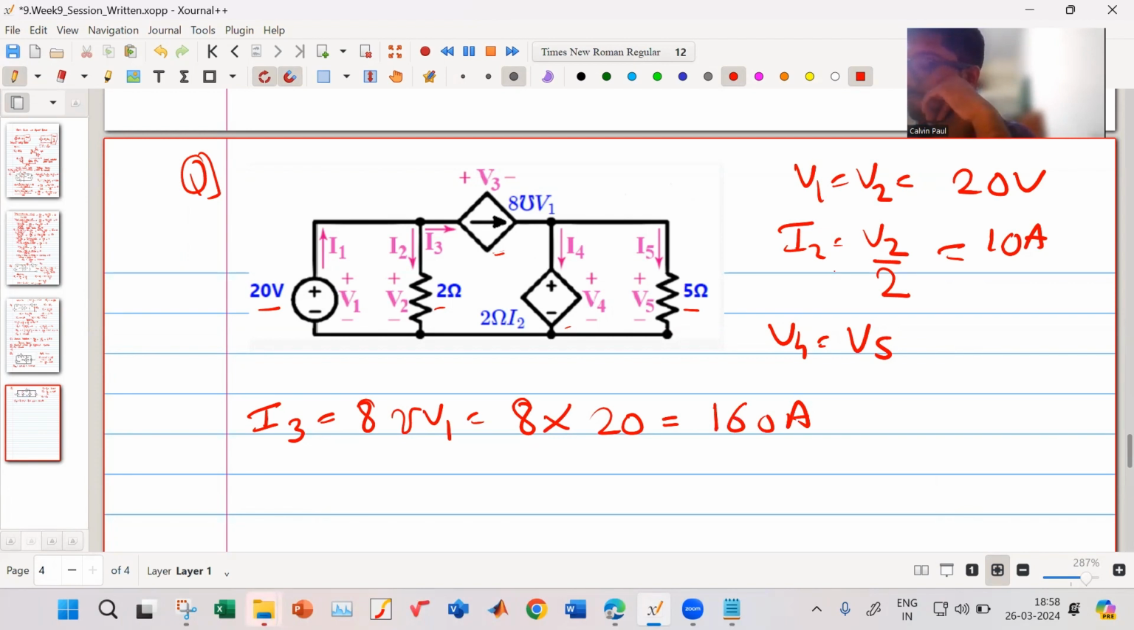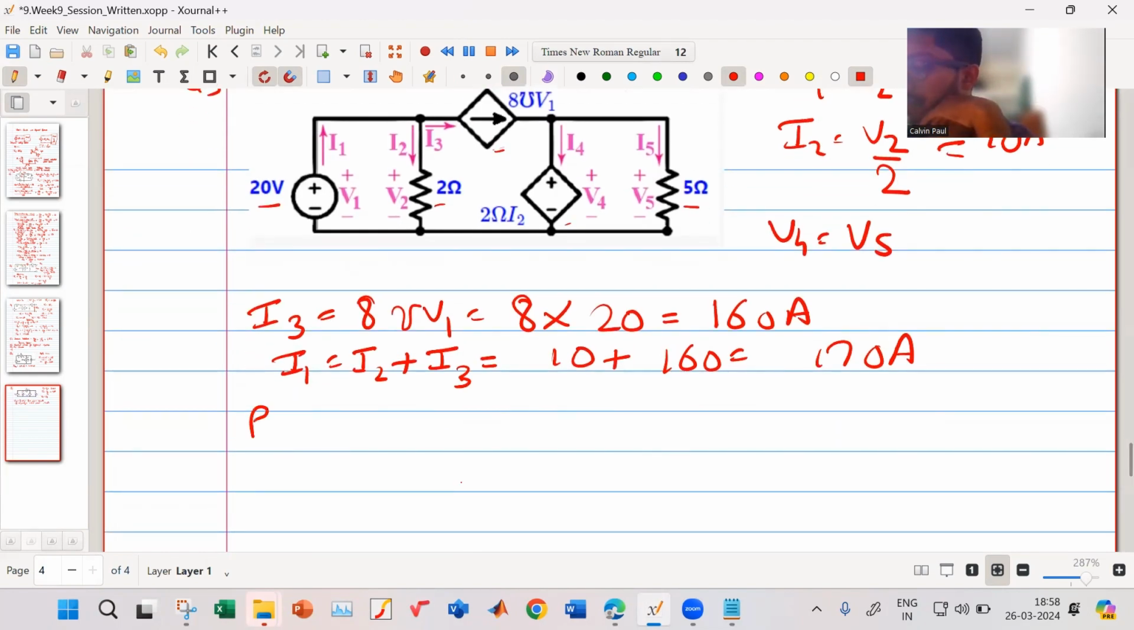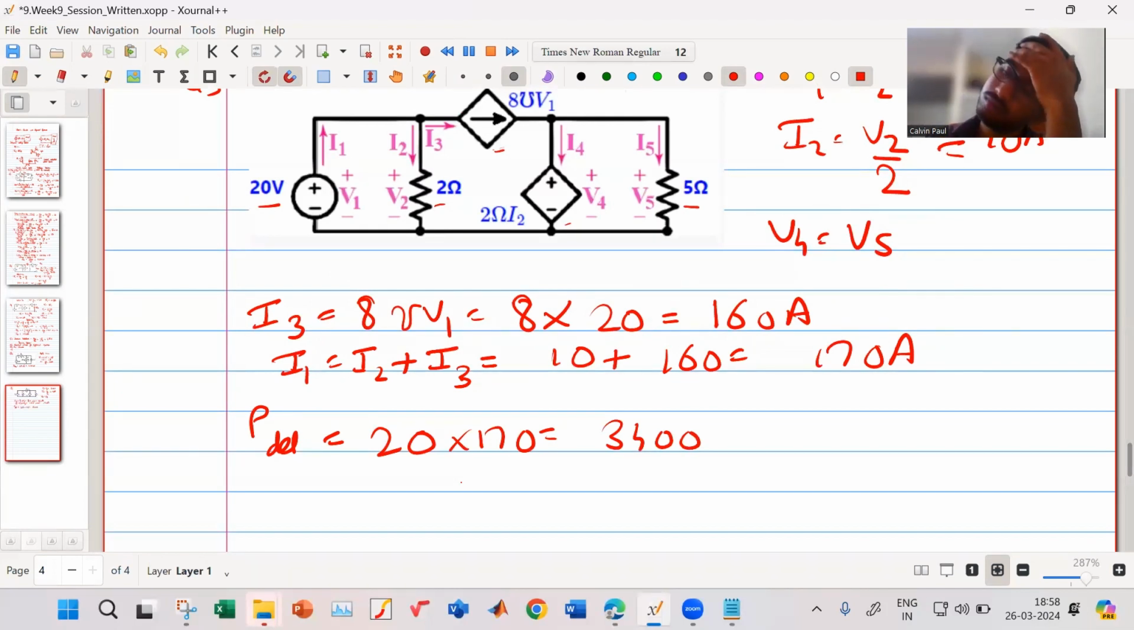Then I1 is equal to I2 plus I3. I2 is 10 amperes and I3 is 160. Then we can calculate the power delivered by this 20 volt source, which is V1 into I1, that is 3,400 watts. So it is 3.4 kilowatts.